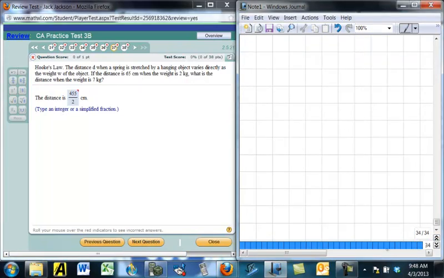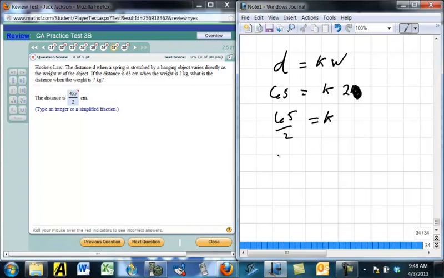Alright, Hooke's law. The distance d when a spring is attached to a hanging object varies directly as the weight of the object, so it's k times w. If the distance is 65 centimeters when the weight is 2, or really the mass, it's 2 kilograms, then k is 65 over 2, 32.5. So k is 32.5. So the distance is 32.5 times w.